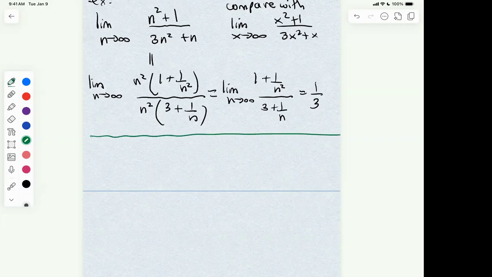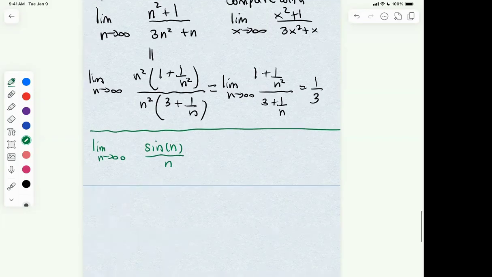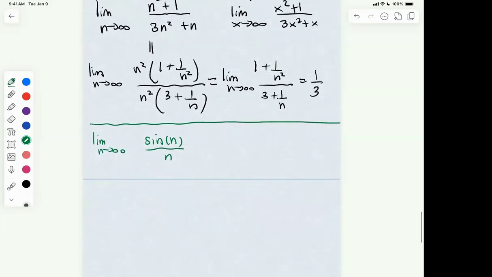But this is so far so good. Here's another one: the limit of sine of n over n as n goes to infinity. Again, I'm saying that when you're computing this limit, you can compare it with the analogous limit for functions.